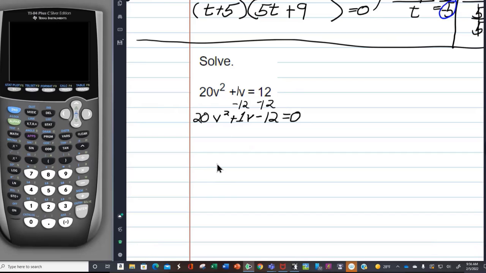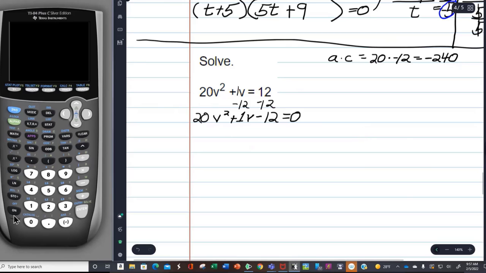We're going to have to use the AC method, so I'm going to come up here. A times C equals 20 times negative 12 equals negative 240. But you can also get that out of your calculator.